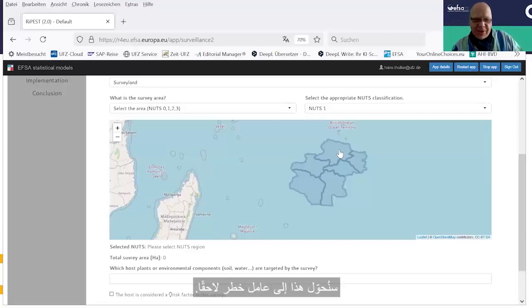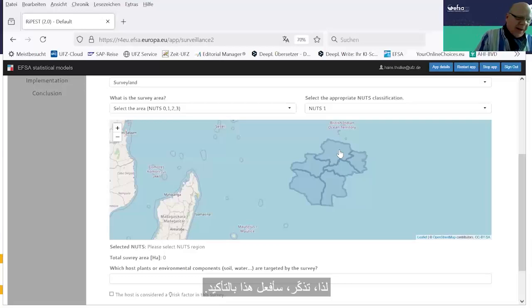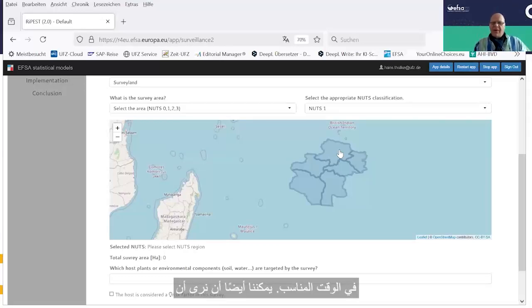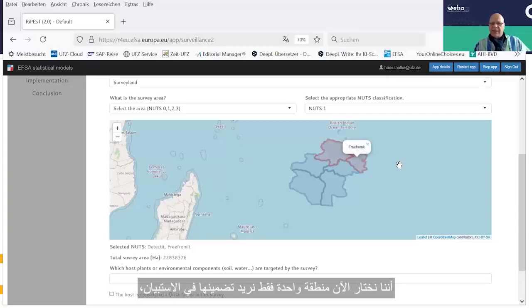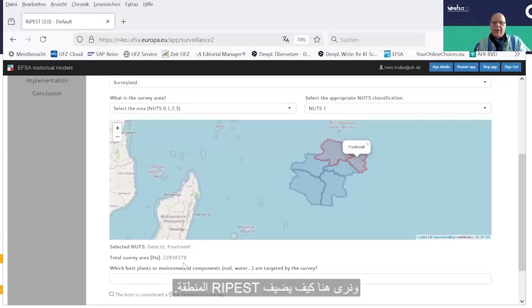Yeah, we can. Definitely. We will translate this into a risk factor later. So keep in mind, we definitely will do this. And if you say this now at the right moment, we can also look at which NUTS 1 regions we want to include in the survey. And I'm stopping here after the two northern ones that you just mentioned. And we see here how Ripest is adding the area.